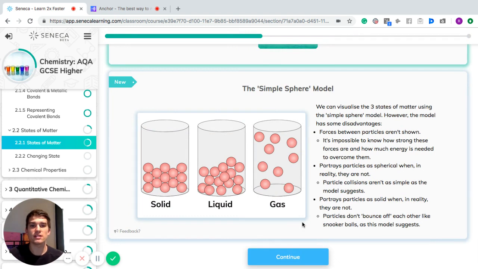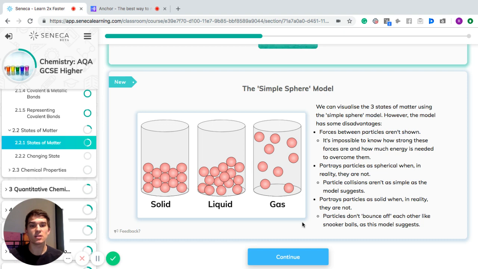Now, we can visualize the three states of matter using something called a simple sphere model. However, the model has a few disadvantages. Firstly, the forces between the particles aren't shown in a simple sphere model. It's impossible to know how strong these are and also how much energy is needed to overcome them.